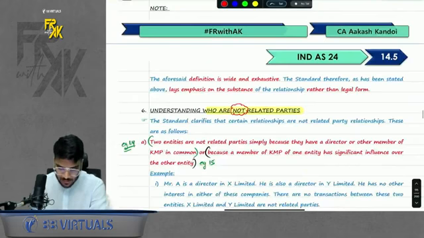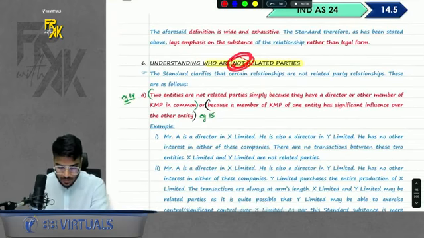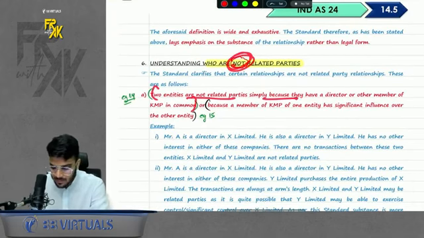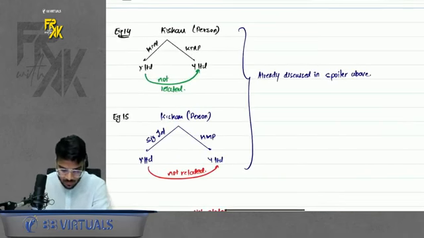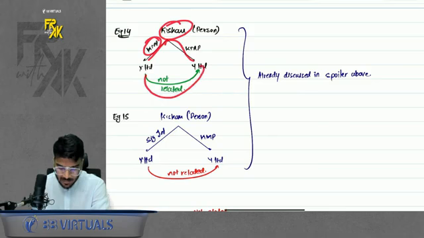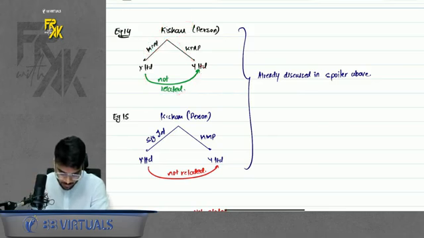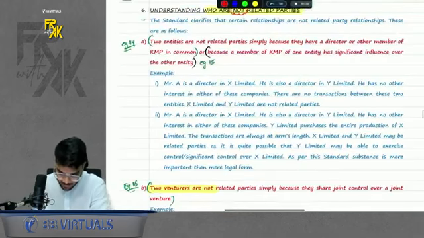Next. Understanding who are not related parties. Two entities are not related simply because they have a director in common. We already discussed this. Just because a person is KMP in two companies, they are not related. Already discussed in the spoiler above. Same. One influence, one KMP, not related. We discussed in the spoiler above.